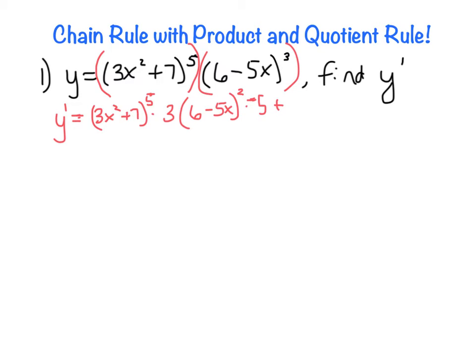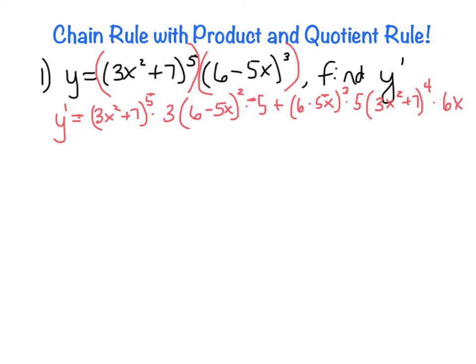Okay, plus second. So now copy your 6 minus 5x to the third, times the derivative of the first. So now again, the chain rule with that first term. Bring the exponent down, keep the inside, 3x squared plus 7, drop your exponent down by 1, times the derivative of the inside, which is 6x.